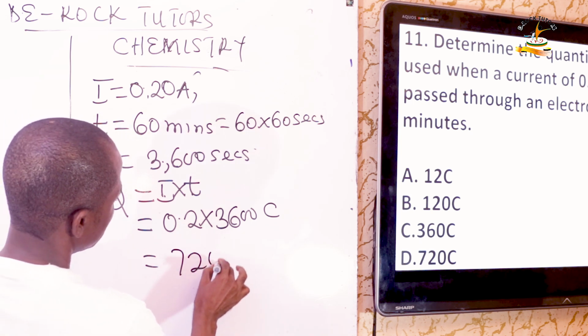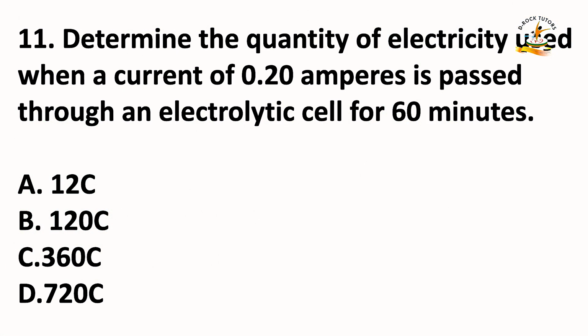That's 720 coulomb. That's the correct answer. Now, if you take a look at the options, that is option D. Let's go to the next question, please.